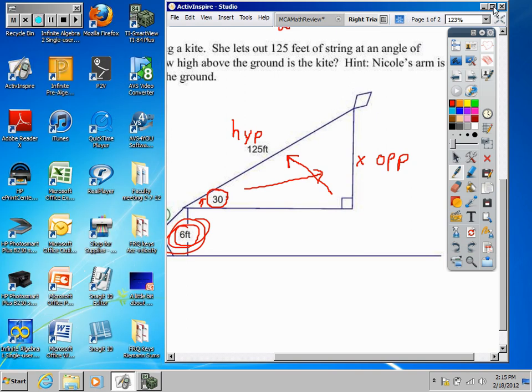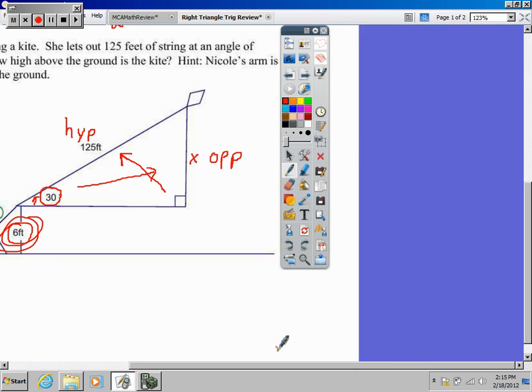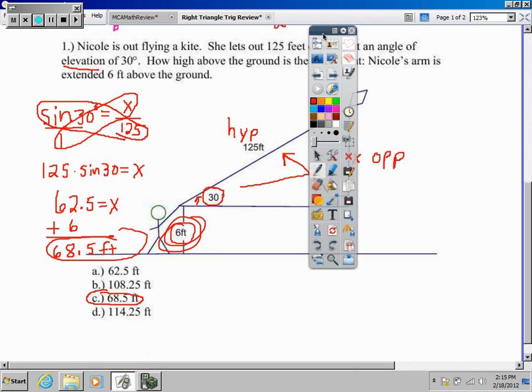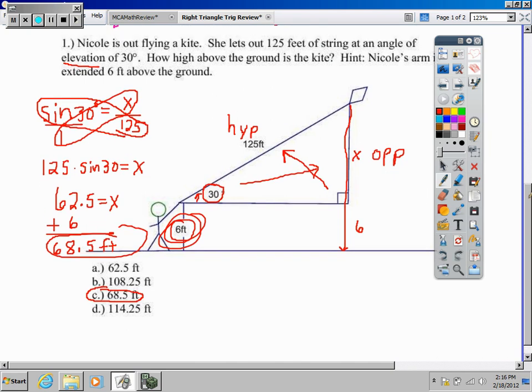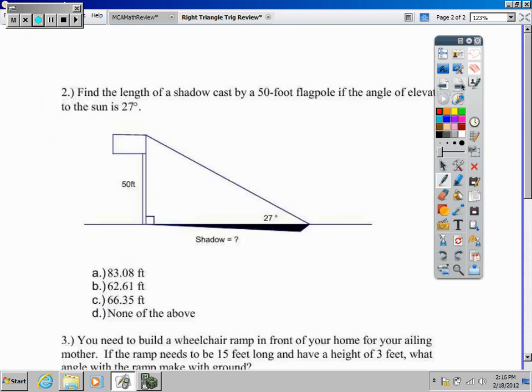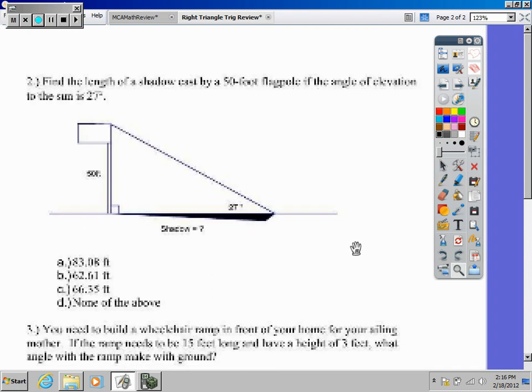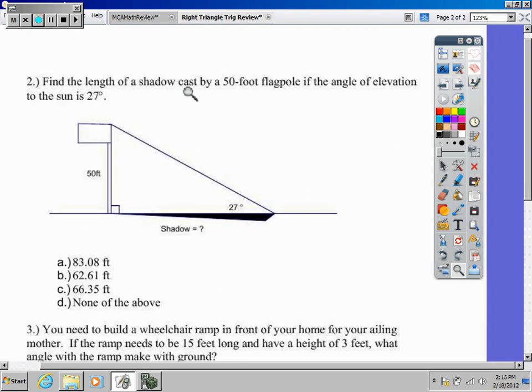So the answer to this question would be C. So the total distance that we would be from the ground would be 68.5 actual feet. So that's going to be the kite all the way down to the ground itself, because we added the 6 feet plus the 62.5 that we had initially. So that's our first example of trigonometry.